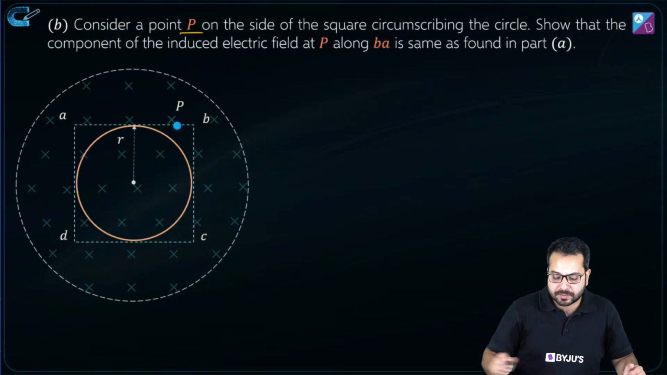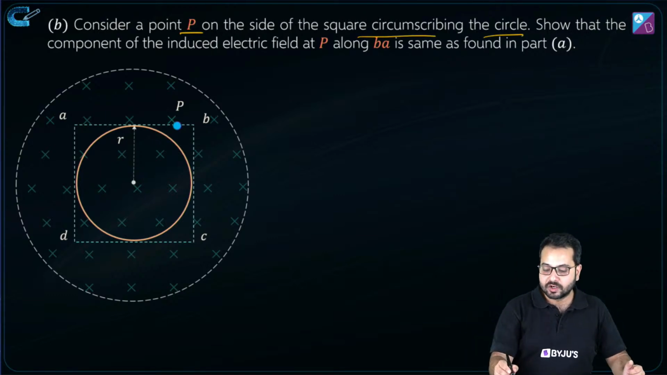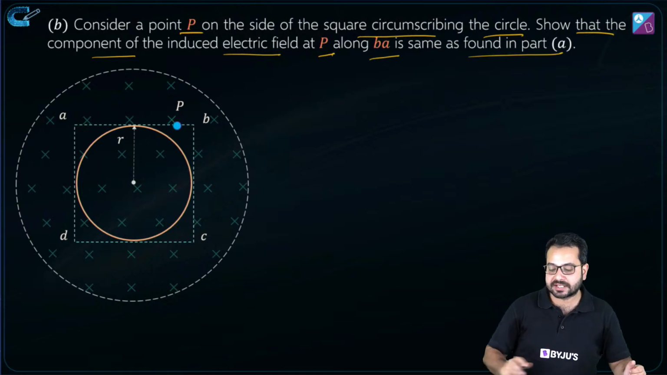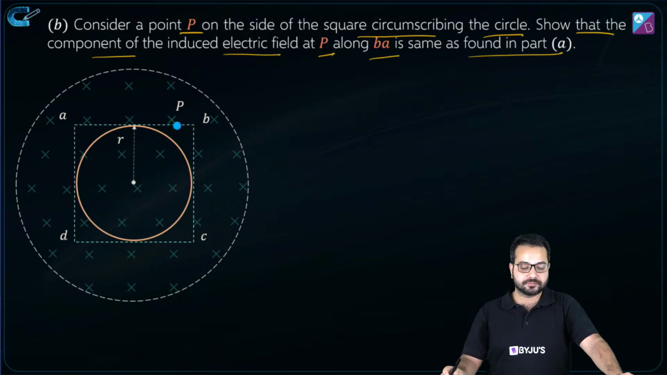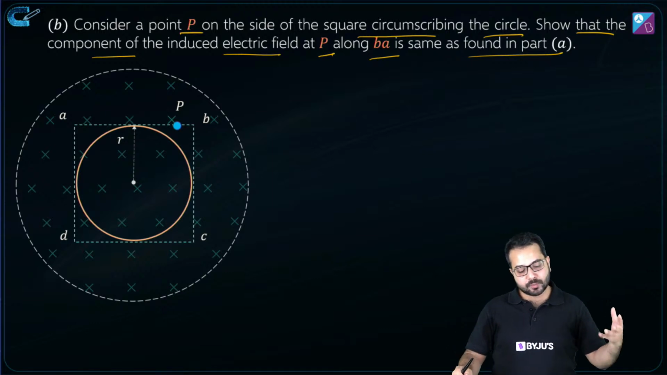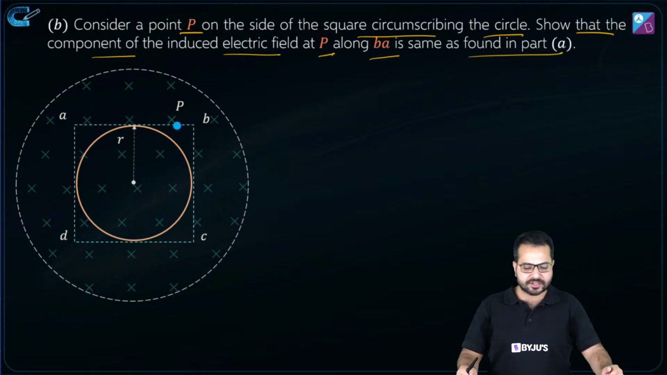Alright, so consider a point P on the side of a square circumscribing the circle. Show that the component of the induced electric field along BA is the same as found in part A. Now what we have to do is find the electric field at point P, and the component of electric field along the line BA is going to be the same as the one found in the last problem. Is that right? Alright, so let's do that.